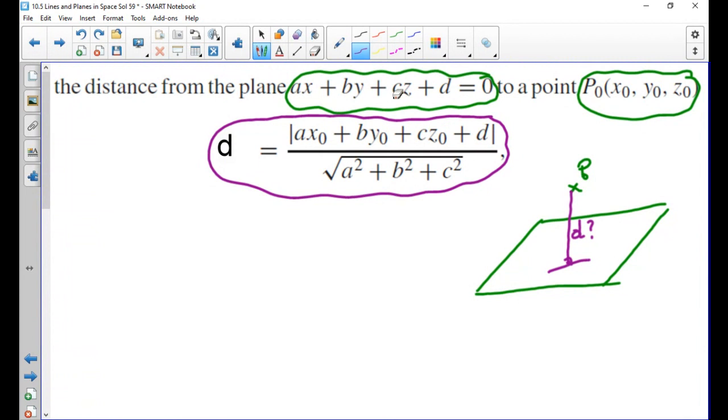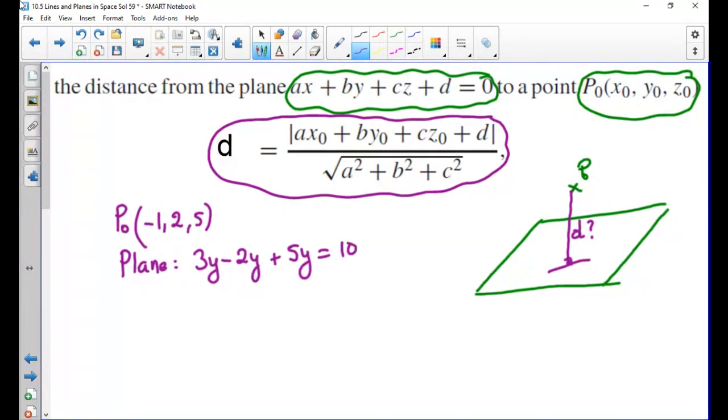So let's just take a simple example. Suppose I have a point P0, which is (minus 1, 2, 5), and I want to find the distance from P0 to this plane: 3x minus 2y plus 5z equal to 10. What is the distance from P0 to this plane? Okay, so let's use the rule. It's really not difficult at all.